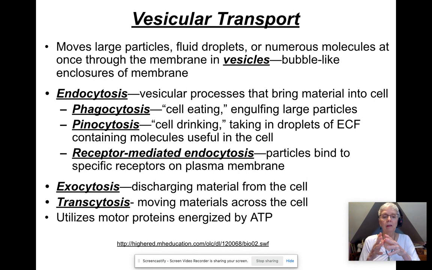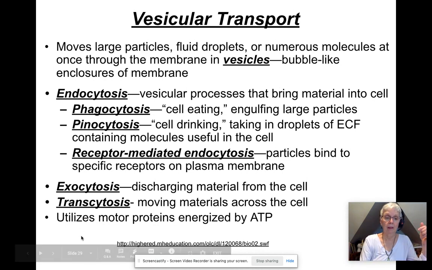Now, the next one is exocytosis, and this takes things from inside the cell and pushes them out. And then there's transcytosis. With transcytosis, you're moving materials across the cell itself. So not outside or inside, just around the cell. And these all use ATP.